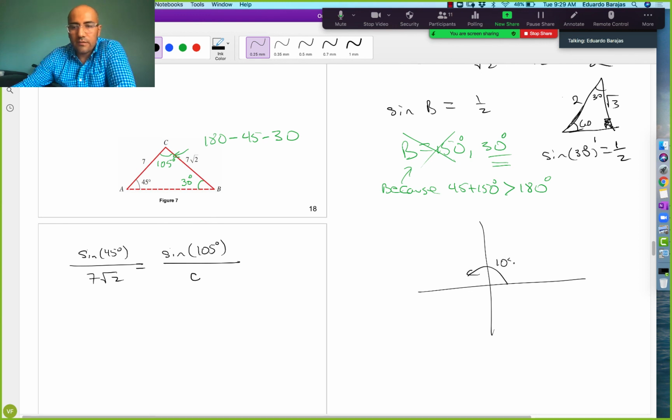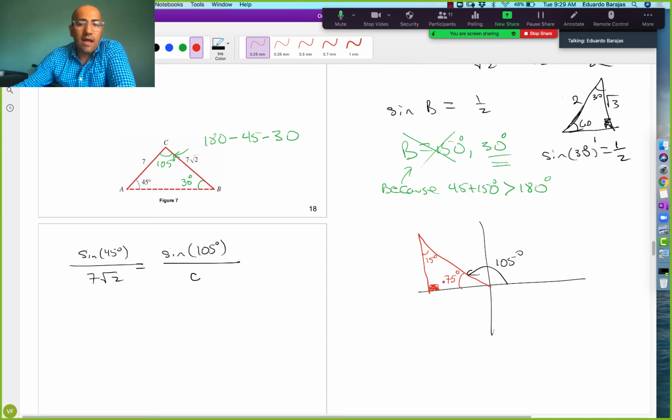105 degrees is there, so it'll create a triangle in quadrant 2. I know that sine of this angle is going to be positive because it's in quadrant 2, and sine is positive in quadrant 2. But this is then going to be 75 degrees. This is 90, so this must be 15 up here.